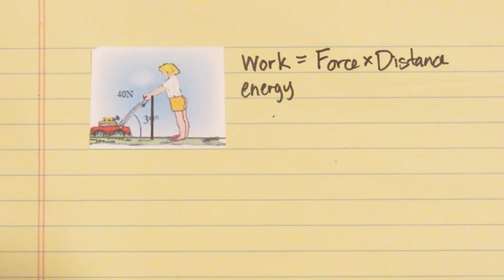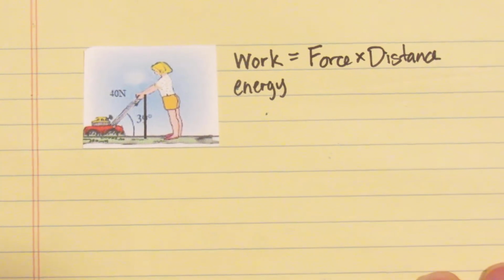If you move something a long way but with a little bit of force, you do some work. If you move something a short distance with a lot of force, you still do some work. So the definition of work is force applied over a distance, and that gives you kind of an amount of energy expended. Here we have a lady, and she's mowing the lawn.